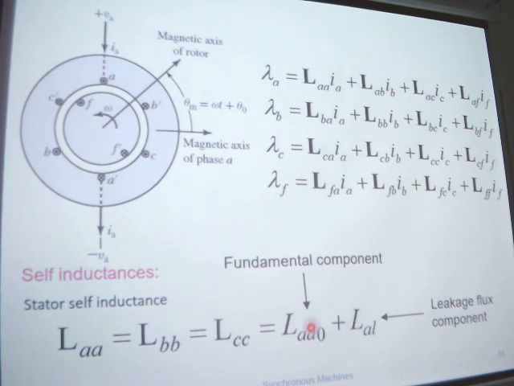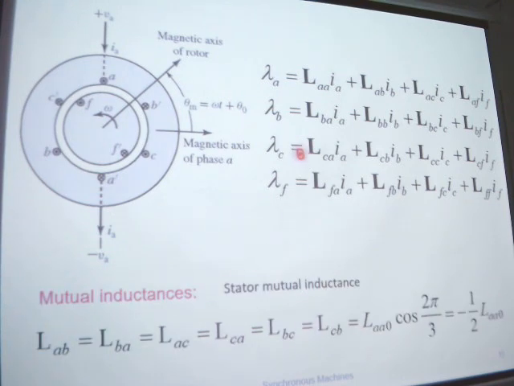So let's see the others, the mutual inductances, such as LAB, LBA, and also LAC, BC. There are six inductances. Generally, they are also the same, but it is a function of the electric angle.